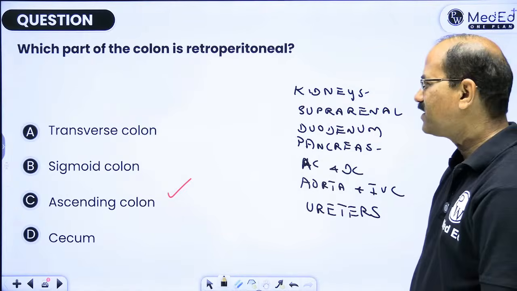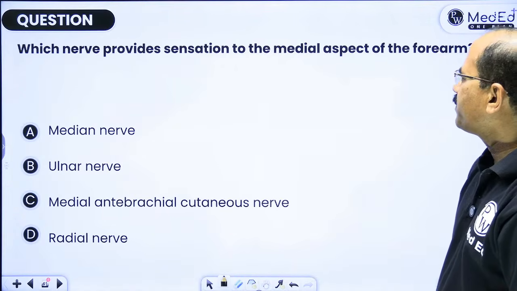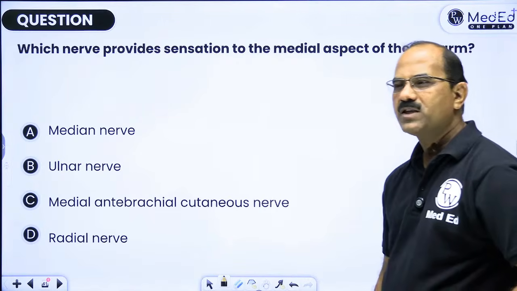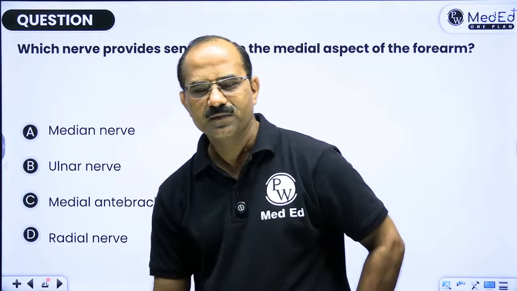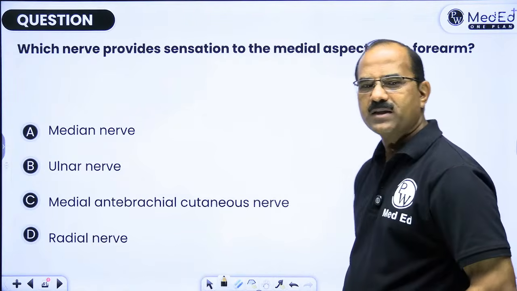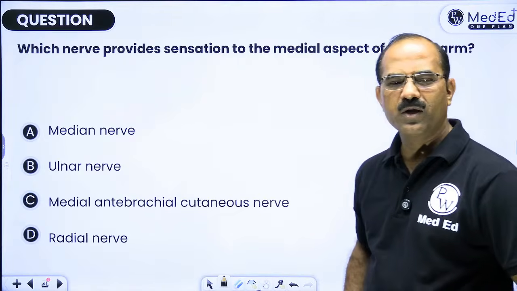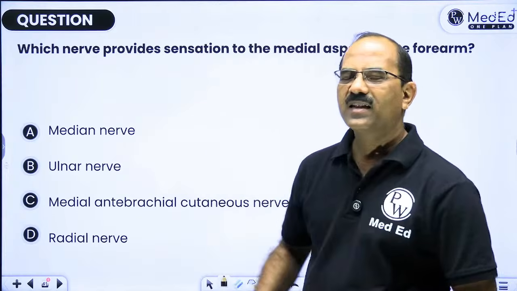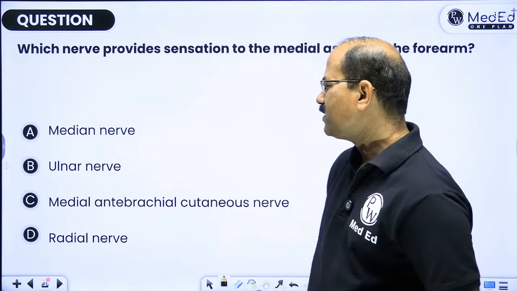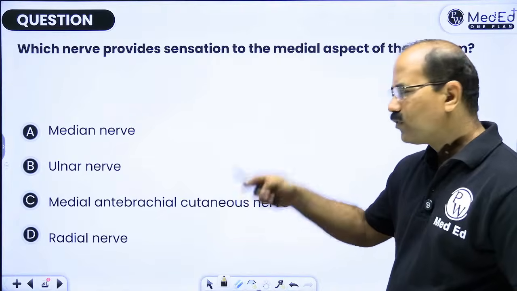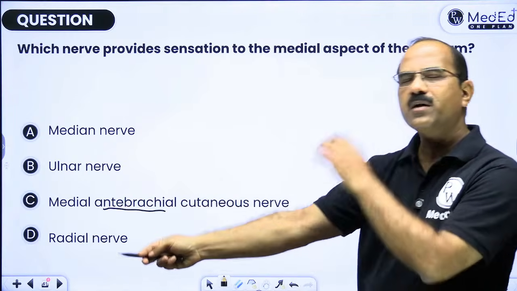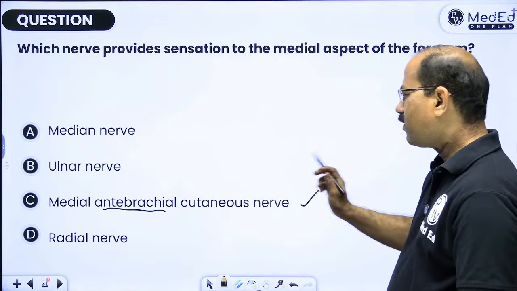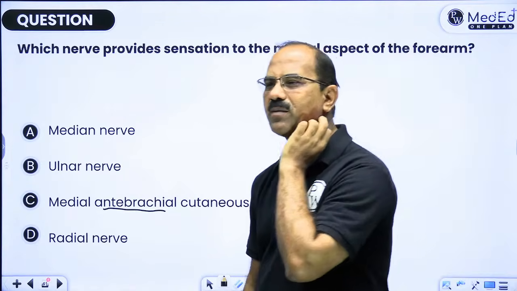Very good. Which nerve provides sensations to the medial aspect of the forearm? Yes, medial aspect of the forearm. Answer this, it is easy. Which nerve supplies sensations to the medial aspect of the forearm? Easy. That's the medial cutaneous nerve of forearm. Forearm is known as antebrachium. Brachium is arm, antebrachium is forearm. So that's the medial cutaneous nerve of forearm.